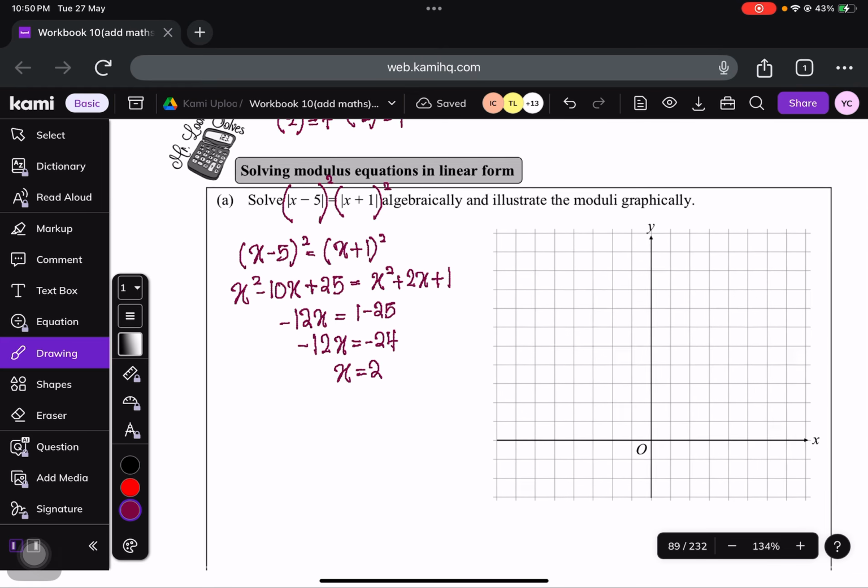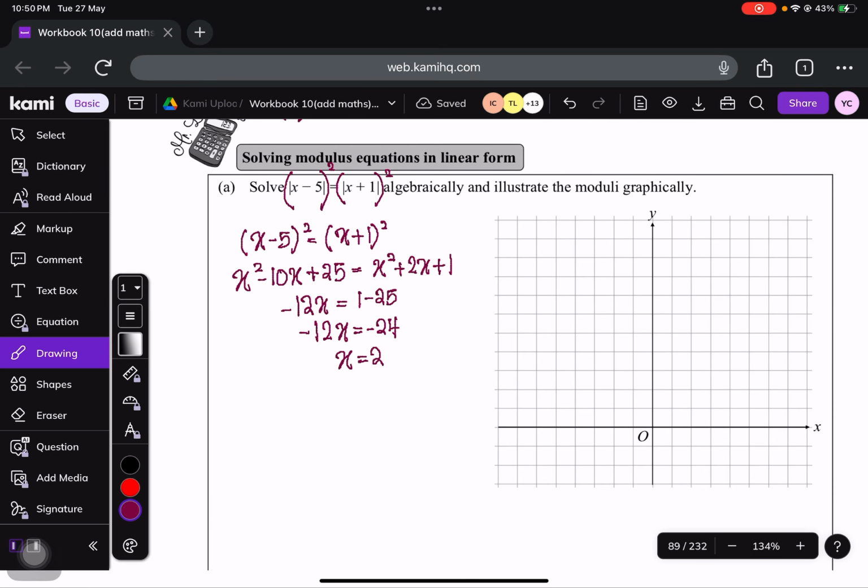Now, the next one, I want to draw the graph. I want to illustrate in a graph. It's very important because in exams, they love to ask graphs. So to draw the graph, I want to see whether the answer is 2 or not. I will separate this equation into 2. One of it is y equals modulus of x minus 5. That's the one equation here. The other equation I have is y equals modulus x plus 1. I will draw this graph separately.